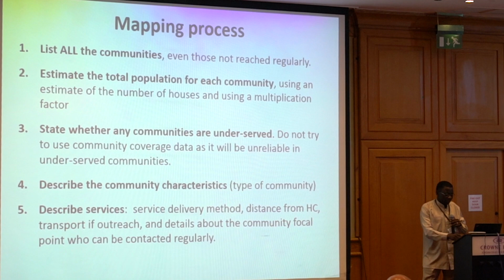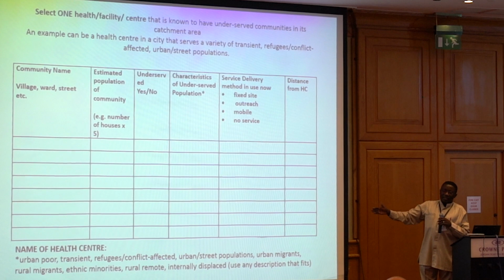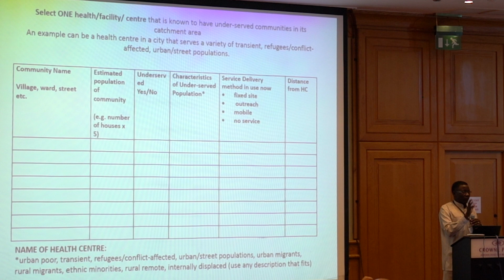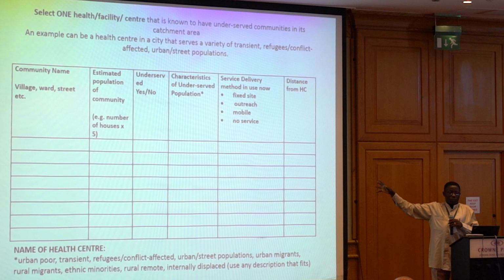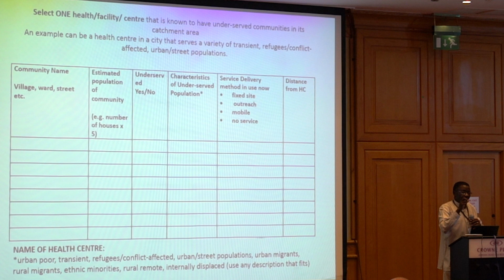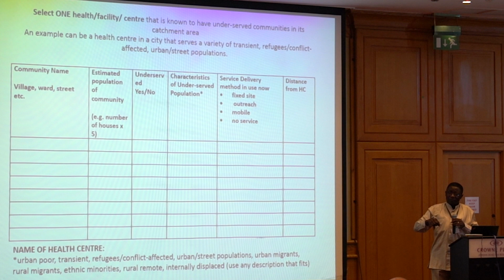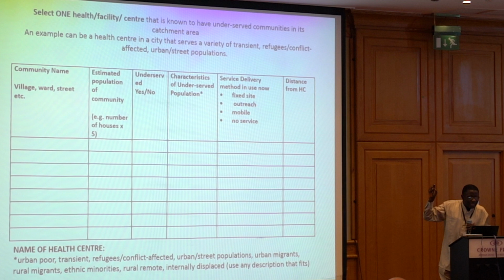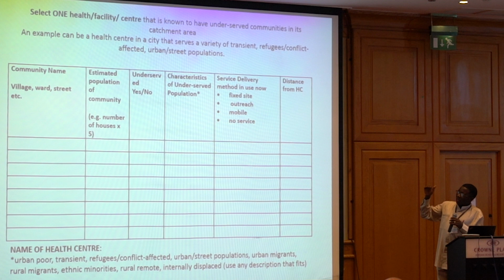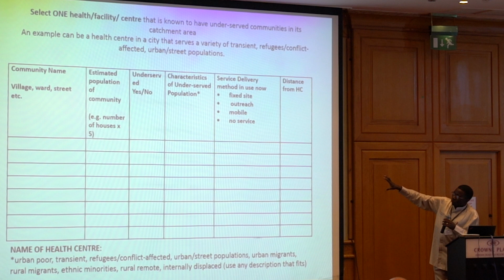So this is our assignment. Each group has this form with you. We asked you to come with the data. We want you to look at one health facility and map out its whole catchment area, knowing all of the communities it serves, but particularly we want you to be interested in the underserved communities. Please highlight them and show this is an underserved community.